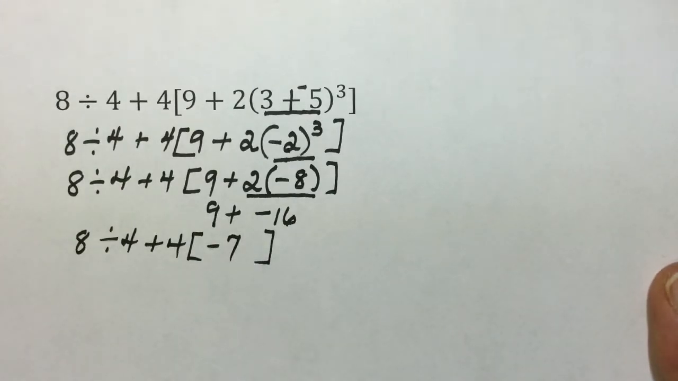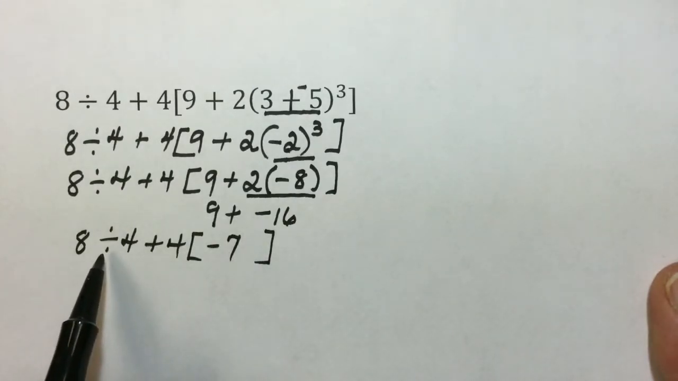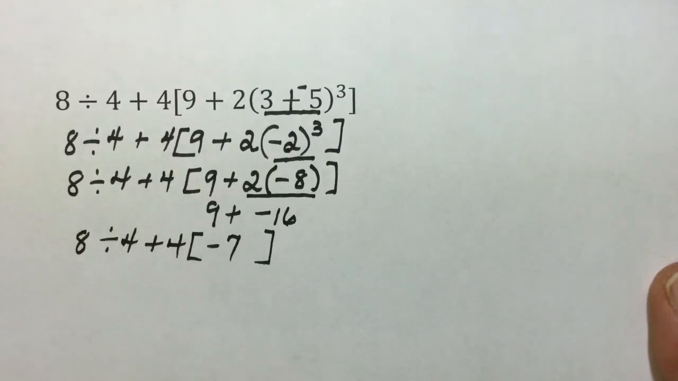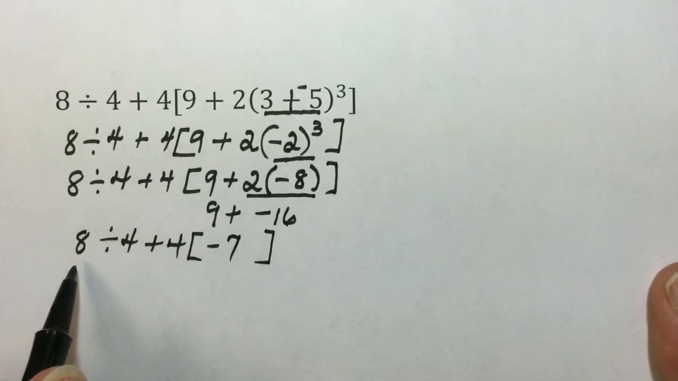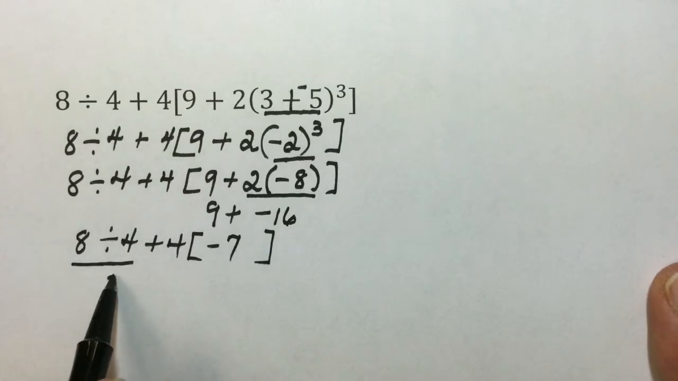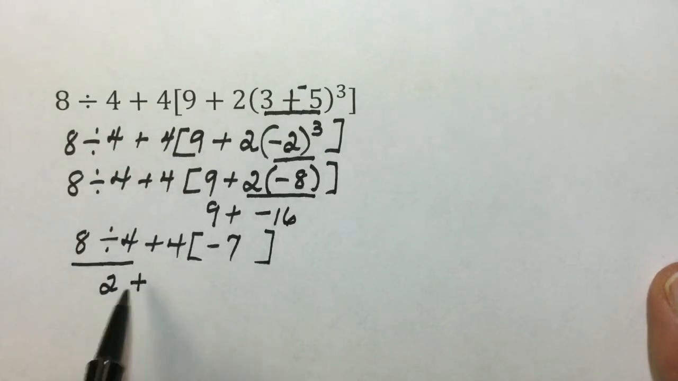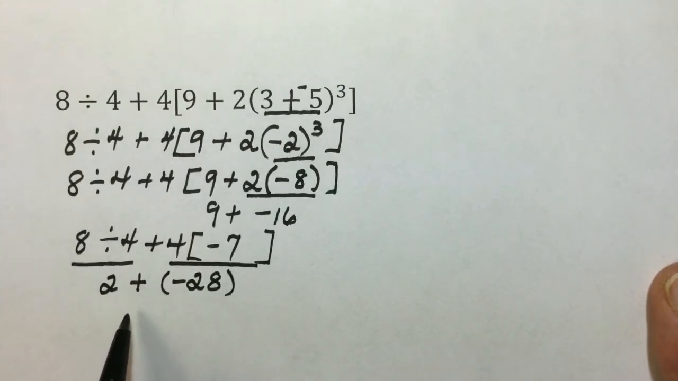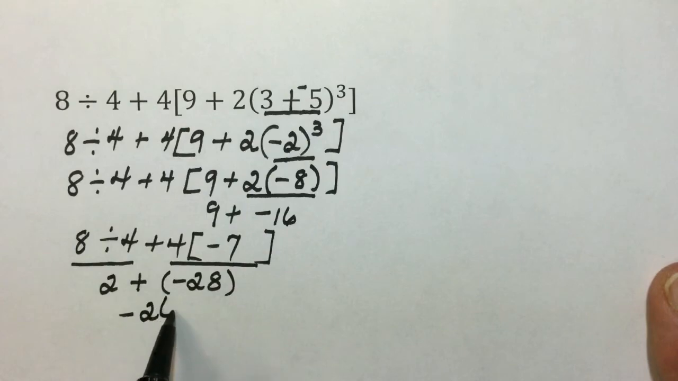Now looking at the problem, the operations remaining are division, addition, and an implied multiplication. Division and multiplication have equal priority. How to handle that then is working from left to right. So we'll do our division. 8 divided by 4 is 2. Skip the addition. Go to the multiplication next. A negative times a positive is a negative. We get a negative 28. And finally, add the only operation remaining, resulting in a negative 26.